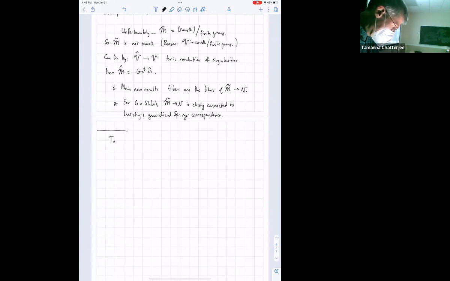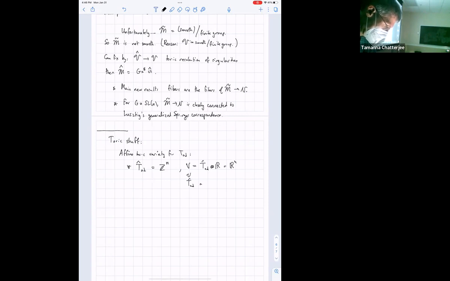So the toric stuff. An affine toric variety for a torus, I'll say for T add. What do you do to start off? You take the character group of T add. This is just an integer lattice, a product of copies of Z. Then you take a real vector space, I'll call it V, which is T add tensor R, which is just R^n, and it contains T add hat as a lattice.